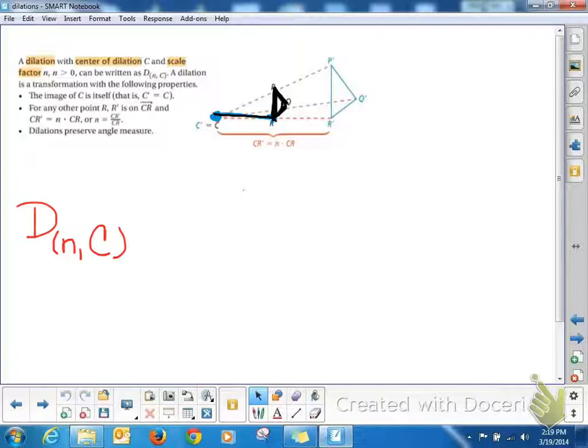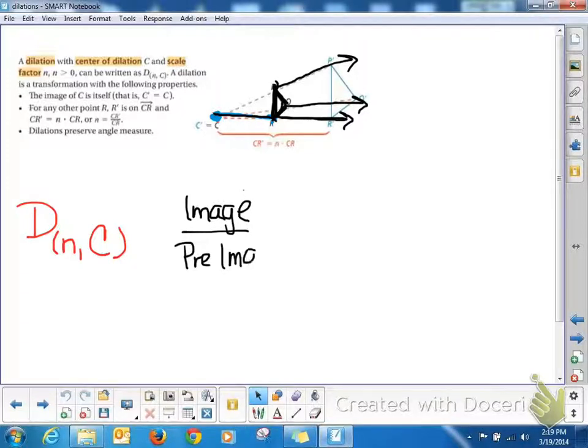Then this one is an example of an enlargement. This ray also contains R prime. R prime is the image of point R. Just like P prime is the image of point P, Q prime is the image of point Q. To find the scale factor, you put the prime, the image, over the pre-image. So you would have a ratio of image over pre-image. So the dilation over the original is how you would find the scale factor. And the scale factor is represented by the letter n. So that's how we represent scale factor.